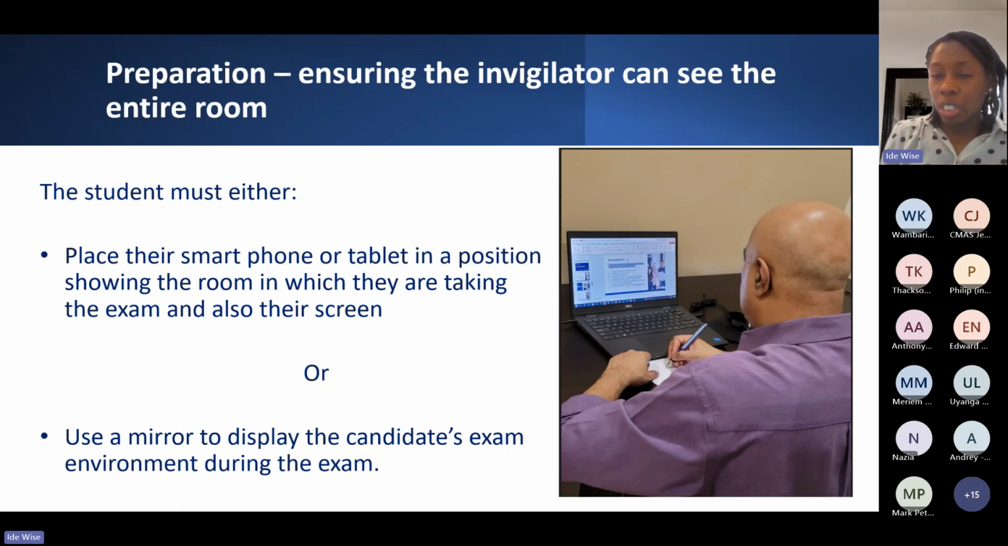You would have gone through all this, so they are aware of this from the navigation test, but you need to actually get them to set up the room in such a way that you can see the student screen, and you can see the table and the space around them. You can either do that by using a smartphone or tablet in a position that's showing the room in which they're taking the exam and also the screen, or you can do that by using a mirror. And I have a picture here to demonstrate how you can see what's around the student. You can see their screen, you can see the table, etc.